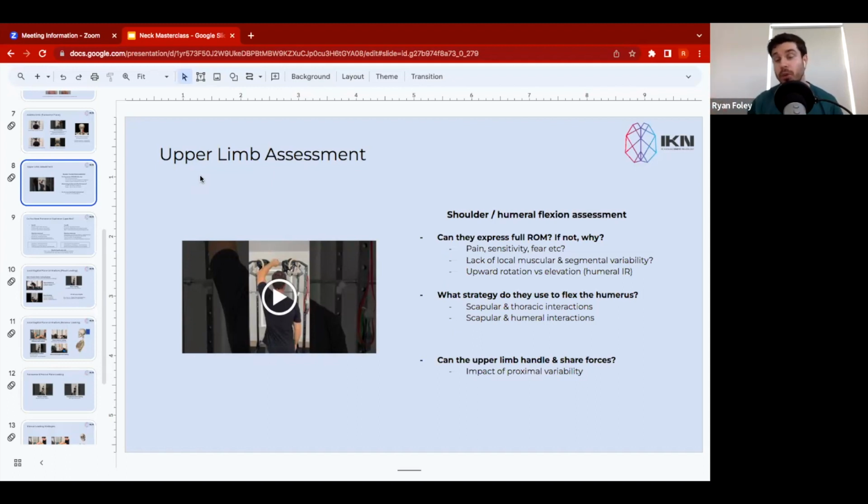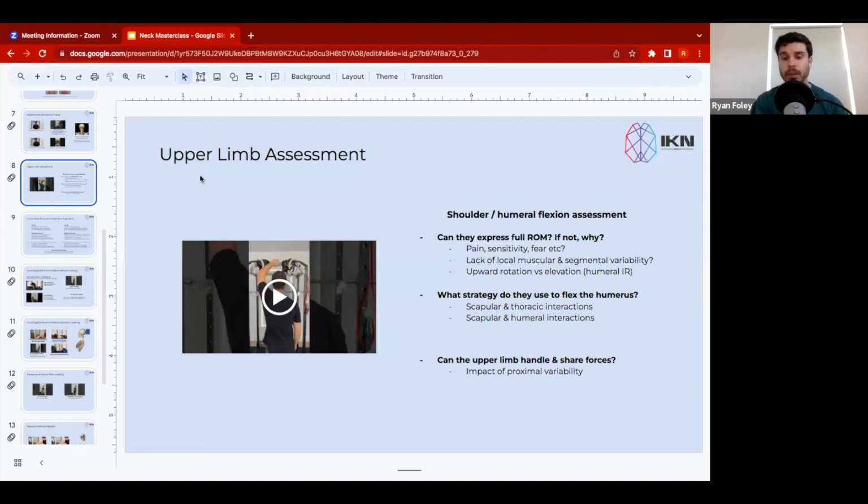Okay, so another representation that you often see in clients is if a client can't upwardly rotate the scapula. Very often what you're going to see is an elevation of the scapula to try and drag that scapula upward to bring the humerus above the head. But it's not actually occurring through upward rotation. Sometimes that can mean that clients experience some sensitivity, some discomfort through the upper trapezius. It doesn't mean that that's the cause of their pain experience, but it can be a contributing factor, and we may have to restore variability in those muscular tissues, those segmental structures.